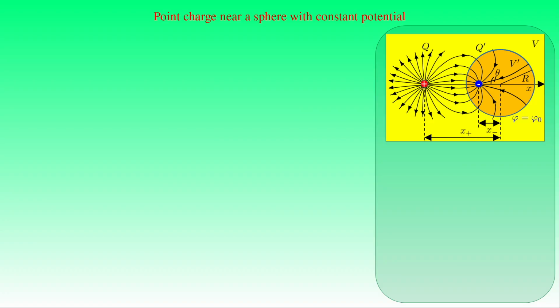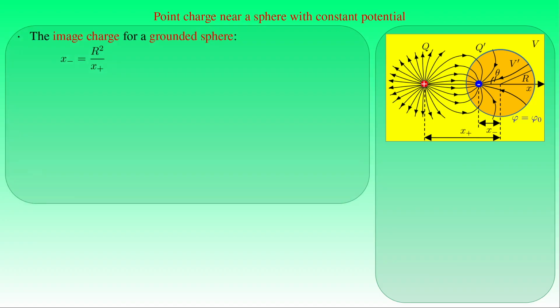with the volume V prime at the distance x sub minus from the center on the x-axis connecting the point charge Q with the center. The distance x sub minus is still equal to the square of the radius capital R over the distance x sub plus, and the image charge Q' is given by minus the ratio of capital R to x sub plus, times Q.